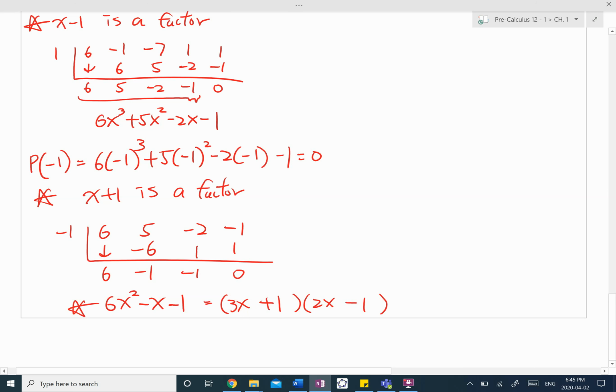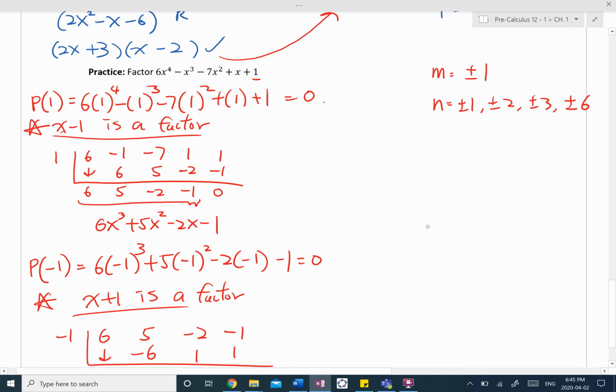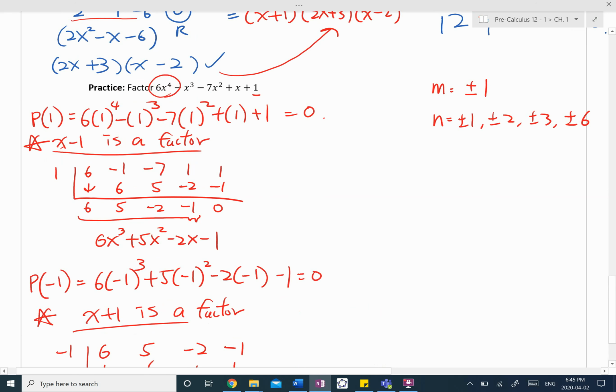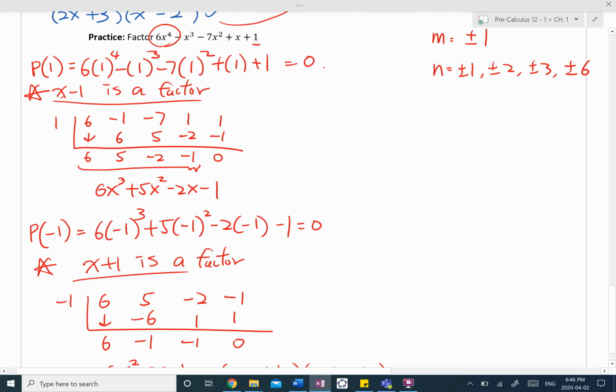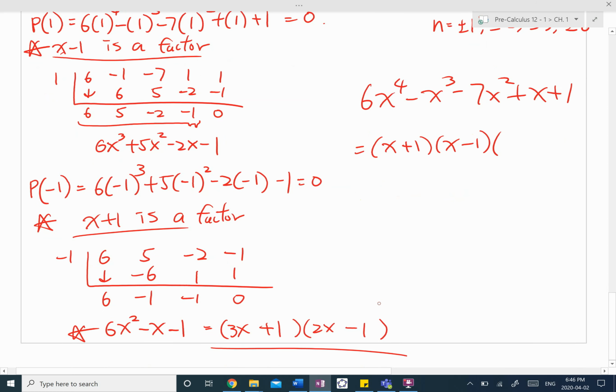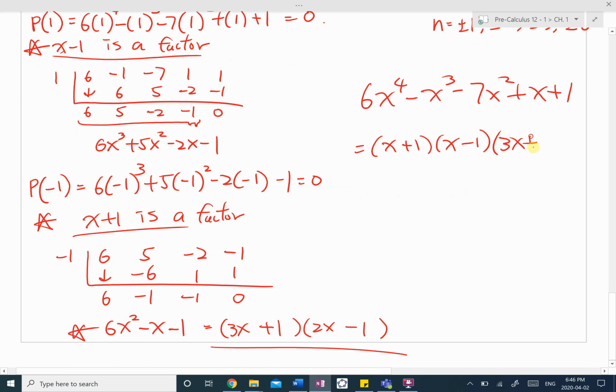So now we have our first factor, second factor, third and fourth factor, which is what we should expect because it's to the power of 4. So we should have 4 answers or 4 factors. That means our final answer is going to be equal to x plus 1 times x minus 1 times 3x plus 1 and 2x minus 1, and that would be our final answer.